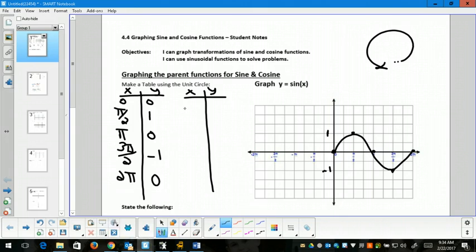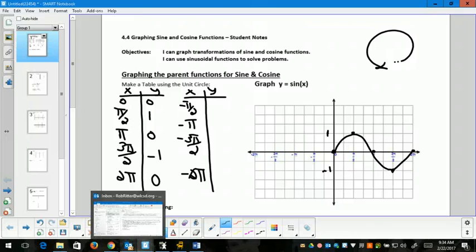We're just grabbing the numbers off the unit circle. So I have to go from 0 to negative pi over 2, negative pi, negative 3 pi over 2, and negative 2 pi. Which means I'm just going in 90-degree increments in the reverse direction from our initial ray.